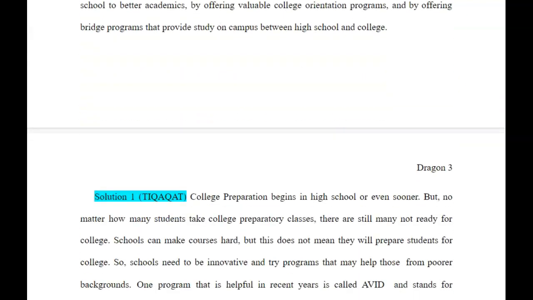So there's my thesis, and then I'm going to move on from there. I'm already up to page 3. All that background took 2 pages. Again, yours does not have to be this long.